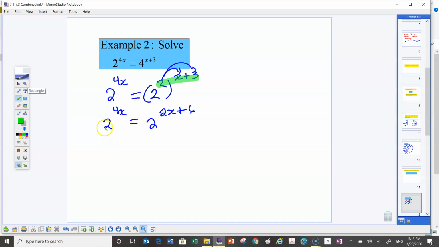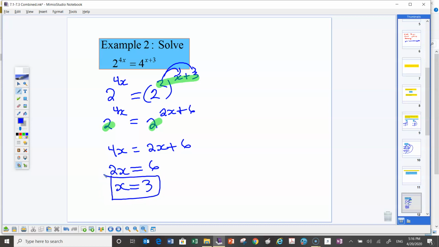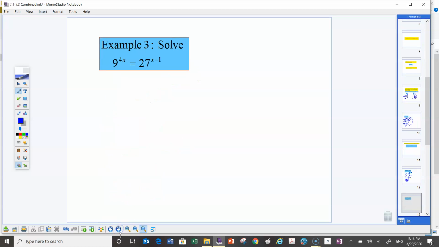Now I have a single base 2 on this side and a single base 2 on that side, and if the bases are the same, the exponents have to equal. So therefore 4x has to equal 2x plus 6. And now I simply solve for x. I can subtract 2x over to get 6 and divide by 2, and x would be equal to 3. And that would be my solution.